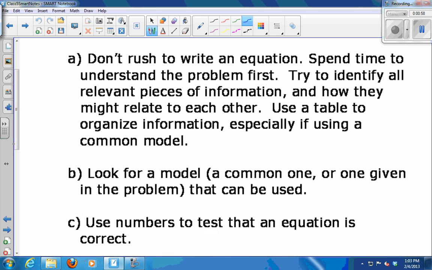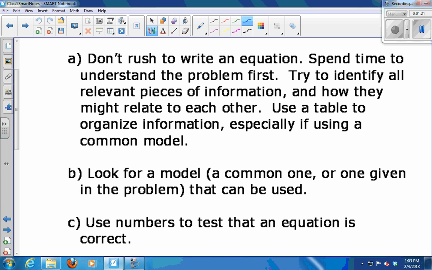Don't rush to write down an equation. Okay, so it is not normal for someone to be able to read a word problem and write down the equation that needs to be solved. Even great mathematicians can't do that. They do some work to figure out the equation first. So spend some time to understand the problem.